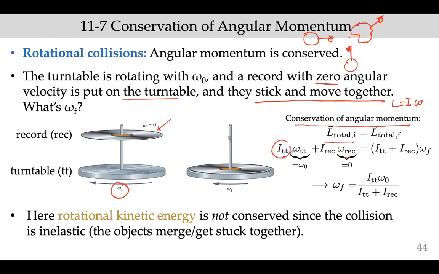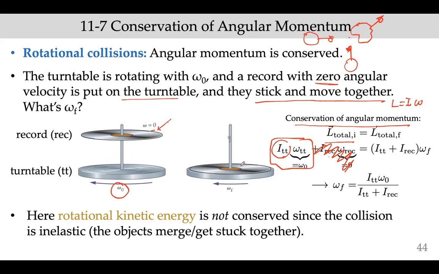So it will be the turntable moment of inertia times the speed of the turntable, which is omega 0, plus the record's moment of inertia and the record's initial angular speed, which is 0. So on the left-hand side, we have only this term. So this is gone because of the 0.